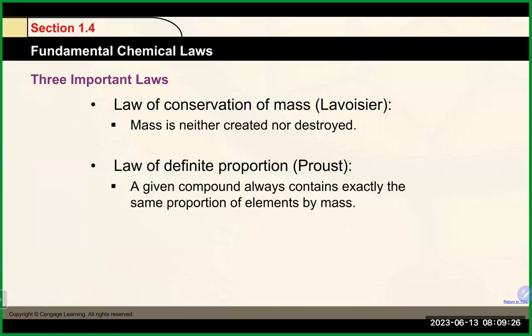The law of definite proportions: a given compound always contains the exact proportion of elements by mass. So for example, if we had H2O, that's 2 hydrogens for every 1 oxygen. We have 1 oxygen that's about 16 grams and 2 hydrogens, which is about 2 grams. So it's roughly 1 gram of hydrogen for every 8 grams of oxygen, and that is always the proportion in water.